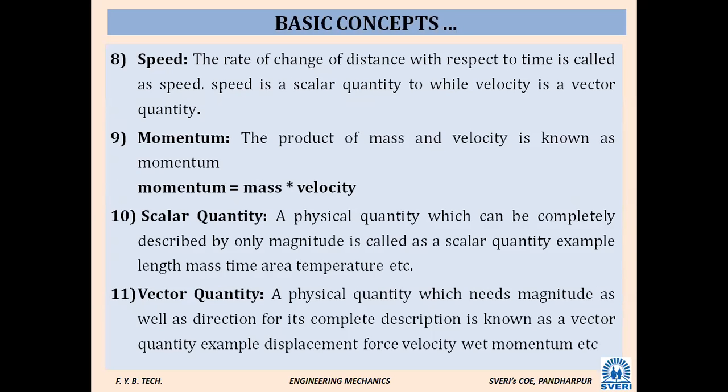Speed. The rate of change of distance with respect to time is called the speed. Speed is what, scalar or vector quantity? Scalar. And velocity is? Vector. Velocity is a vector, as you know. Momentum. What is momentum? The product of mass and velocity is momentum.